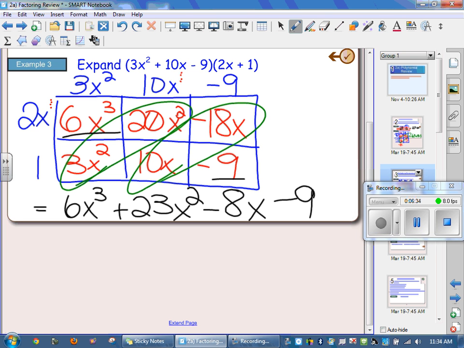Now your exponents are called degrees. Do you remember that from 10C? So they're called the degree. This would be considered a degree 3 polynomial, because it goes by the largest exponent. Okay, so the largest exponent names your polynomial. So this one's a degree 3 polynomial.